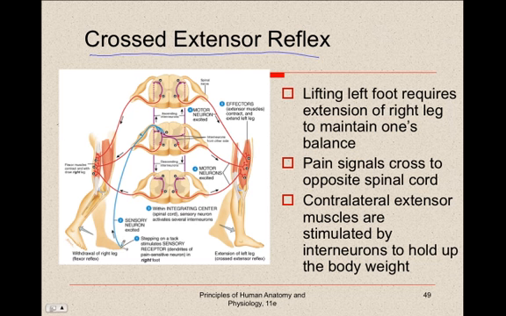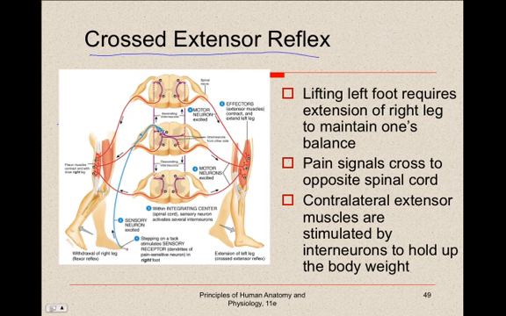You can see here, and that's why it's called the crossed extensor reflex, because the leg that you step on the tack with is going to stimulate neurons on the other side, motor neurons on the other side of the spinal cord, and cause extension. So here you can see you step on the tack with your right leg, and that sensory information is going to come to the spinal cord.